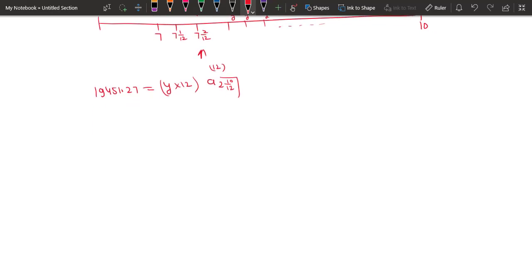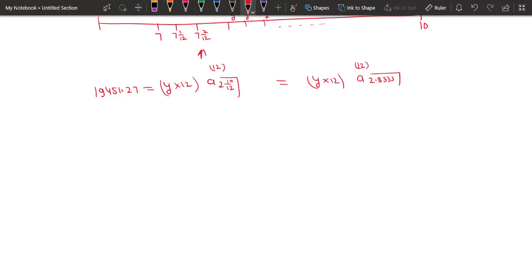You can also write this 2 10/12 as y into 12 a 2.833. This is a clearer notation because it is written in decimal, so it is easy to write and easy to understand. And in the earlier chapters, we saw that if our n is not an integer, we check if the value is going to be correct. And how do we check that?